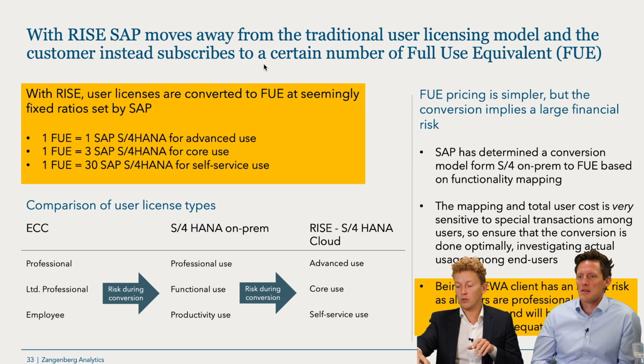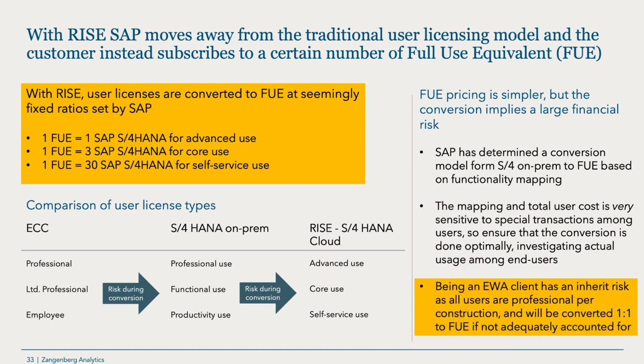One of the points here is that when you are looking into S/4HANA Cloud and RISE, the core product is licensed based on the full user equivalent, the FUE. That is one license that grants, and can be converted to use, on specific tables that SAP has provided. One full user equivalent is basically the same as one HANA for S4 for advanced use. It's also equivalent to 3 core users and 30 self-service users.